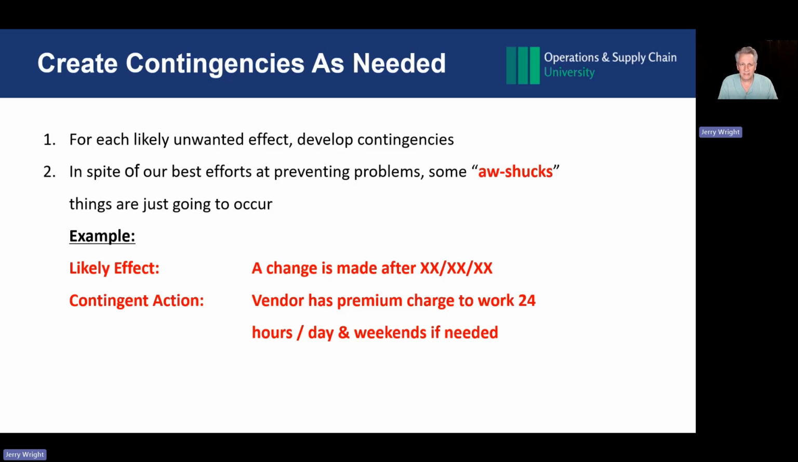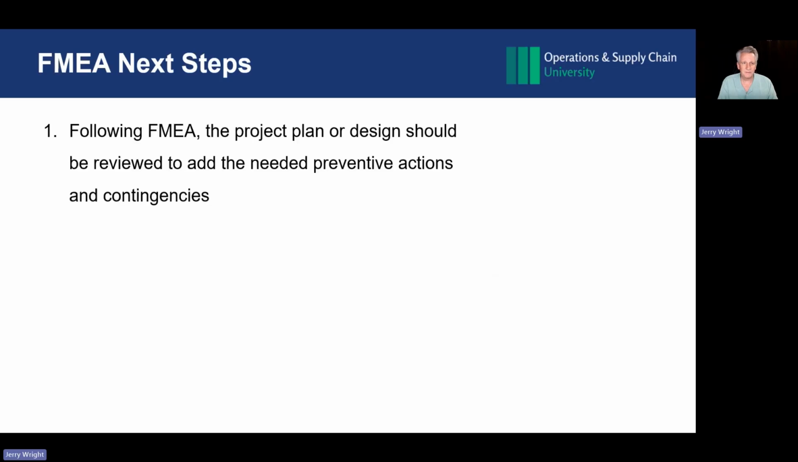So the contingency is we pay a vendor to work 24 hours a day and weekends if needed to catch up. So that would be an example of a contingency if something does go wrong. Now, in terms of next steps, following the FMEA process, the project plan or design should be reviewed to add the needed preventive actions and contingencies.